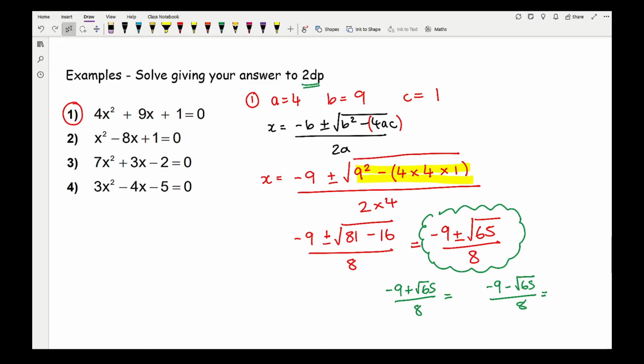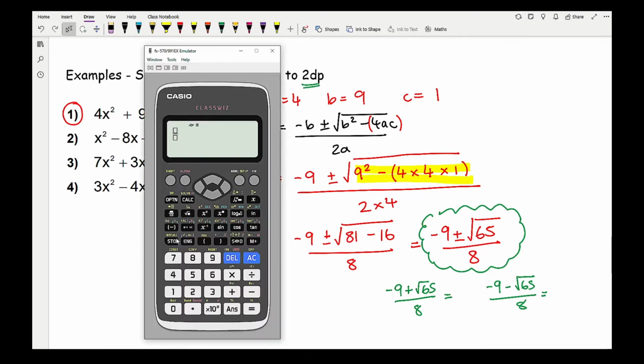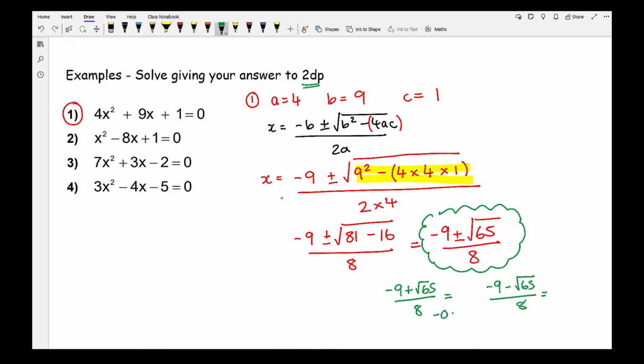So getting my calculator out, I'm going to press the fraction button. I've got minus 9, so again, remembering not to use the subtraction button, plus square root of 65, and then scroll down, and then 8, and then press equals, and press the SD button. So one answer, to 2 decimal places, is minus 0.12. So minus 0.12 is one possible answer.